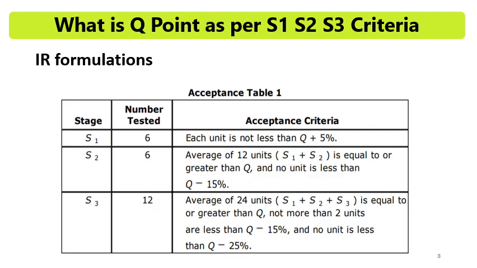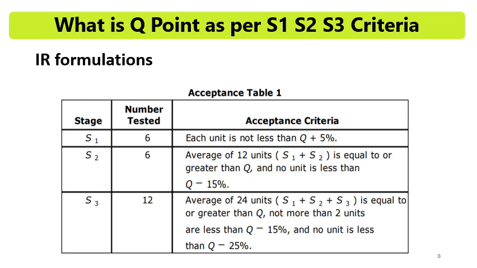For IR formulation, S1, S2, S3 stages are there as per USP, and S1 stage means each unit is not less than Q plus 5%. So if you are testing or you want to release the batch on 6 unit dissolution data, then each of the units should not be less than Q plus 5. For example, you have set a Q point of 80, then each and every individual value should be above 85%.